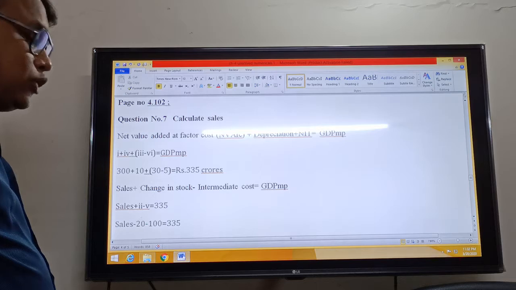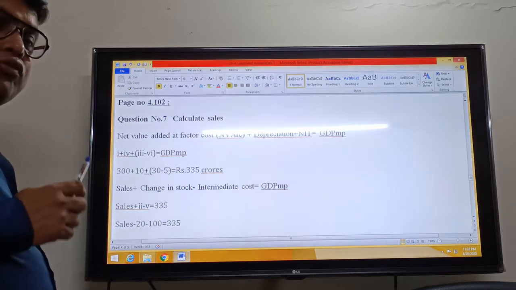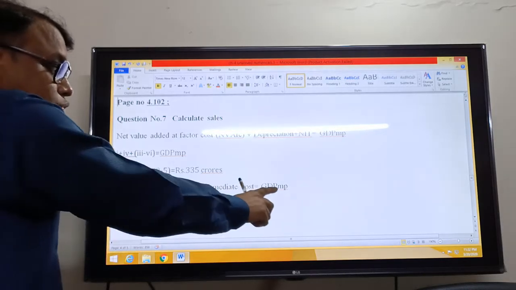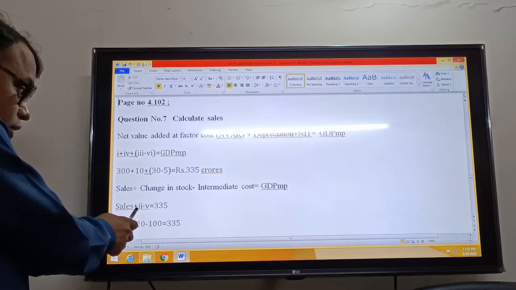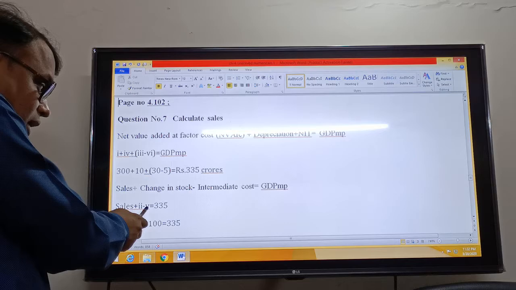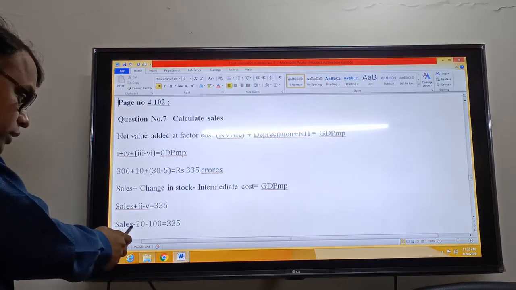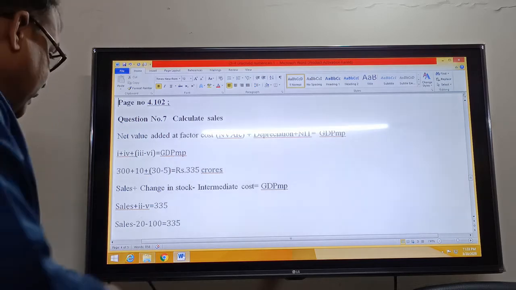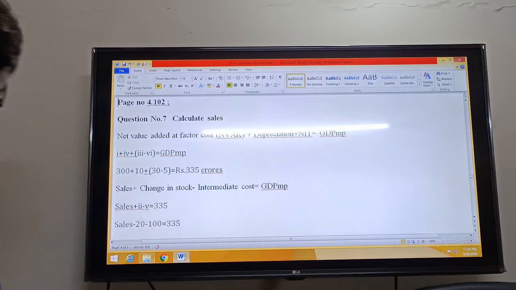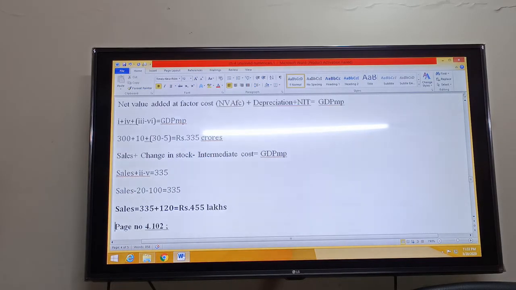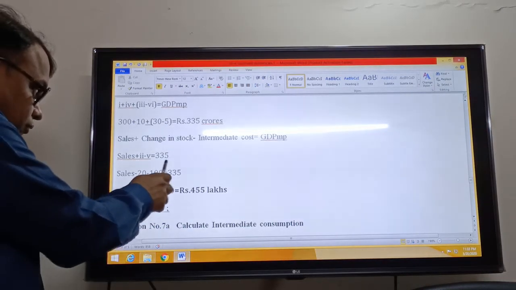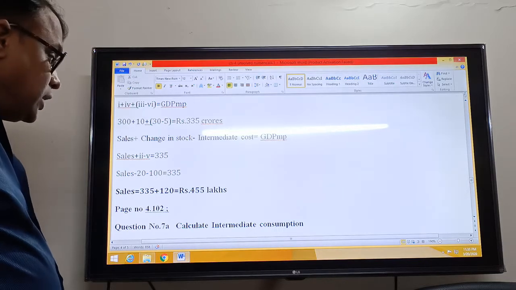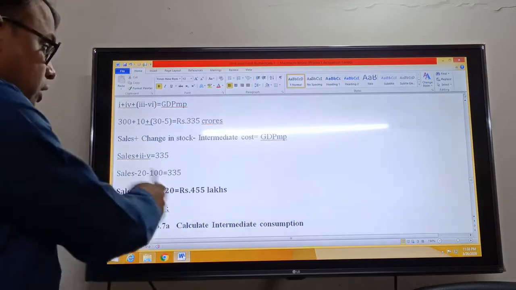How do we find sales? We know that value of output is equal to sales plus change in stock, and value of output minus IC is equal to GDPMP. We need to find out only this one, sales plus change in stock. We put the value of change in stock minus IC. This is IC, item number 5, that is equal to 335. Sales we need to find out, sales plus change in stock, and change in stock is given in negative form. So we'll take minus 20 minus 100, that is IC, equal to 335. We'll change the value this side, that will be plus 120, that is equal to 455. 455 lakh rupees is sales. This is your final answer.